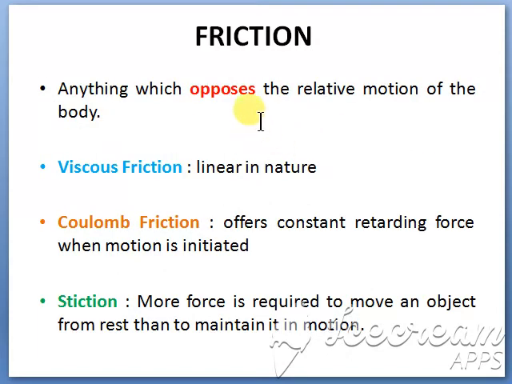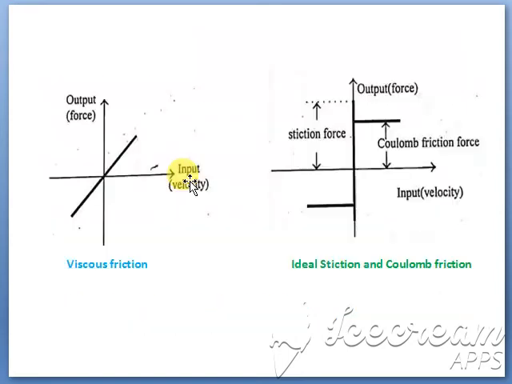And the next one is friction. Friction is the one which opposes the relative motion of the body. Mainly, friction is classified as viscous friction, Coulomb friction and stiction. Viscous friction is an example of linear behavior. That is, it is not a nonlinear function; the output is proportional to input.